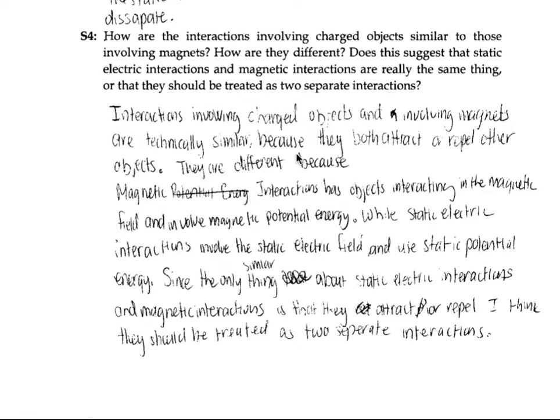Since the only similar thing about the static electric interactions and magnetic interactions is that they attract or repel, I think they should be treated as two separate interactions. Static electric objects involve attracting other objects, where magnetic interactions only involve objects that have magnetic charges or are only attracted to anything magnetic. And that's it.